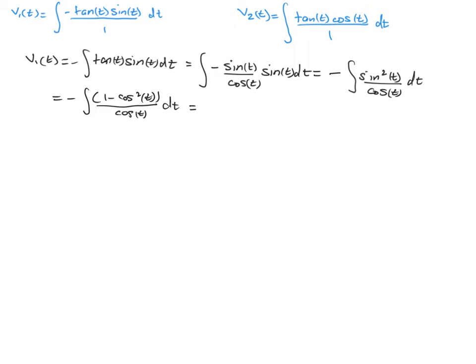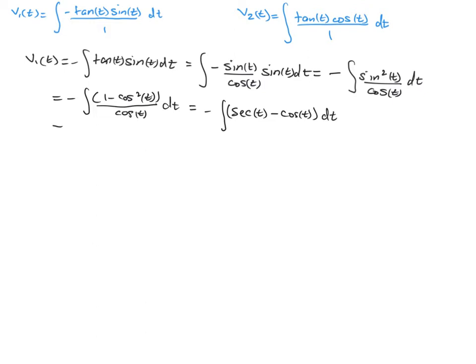That simplifies down to the negative integral of 1 over cosine, because again we're going to split. So 1 over cosine turns into the secant of t. And then when you have a cosine squared over a single cosine, that simplifies down to just plain cosine of t. And again, with respect to t.